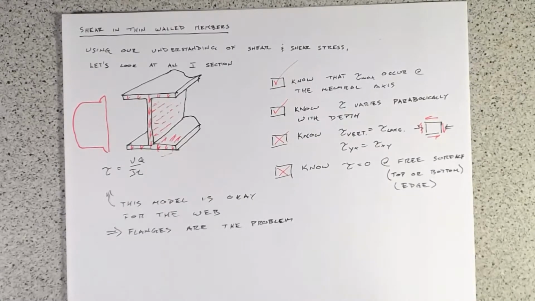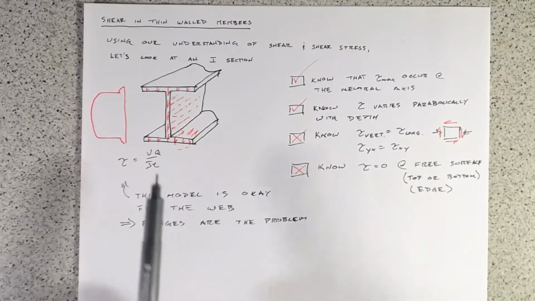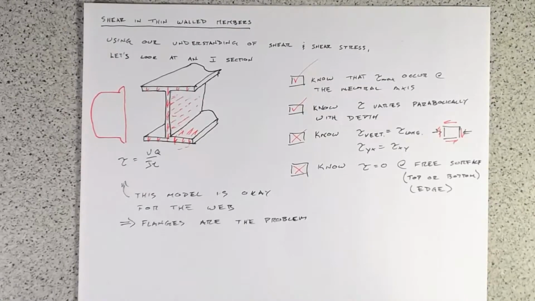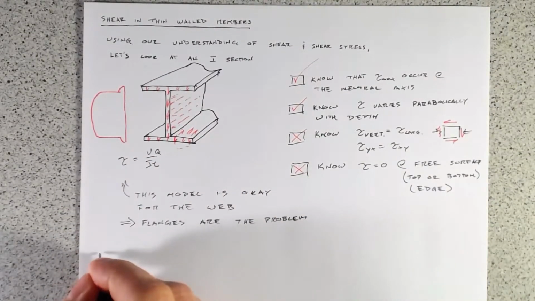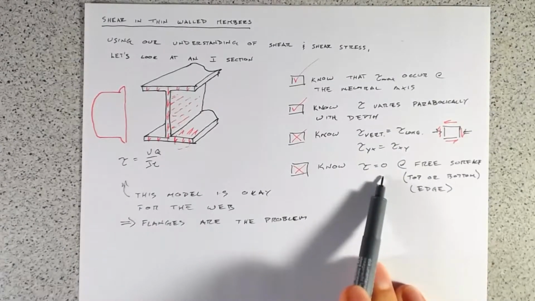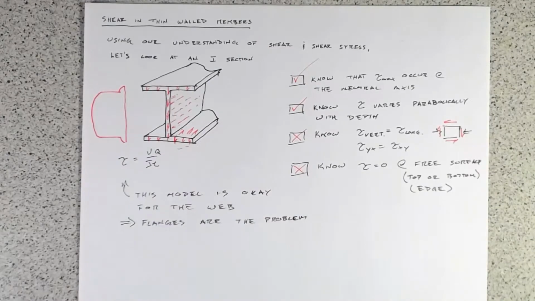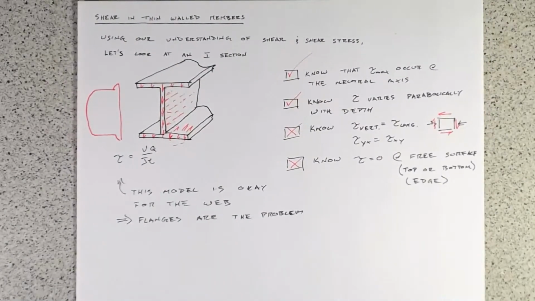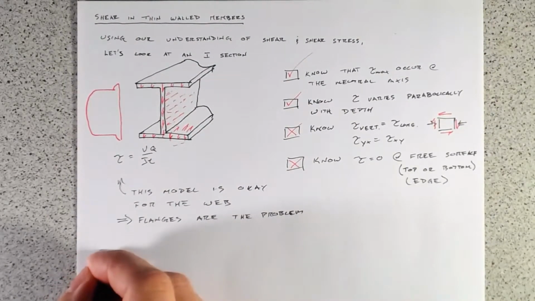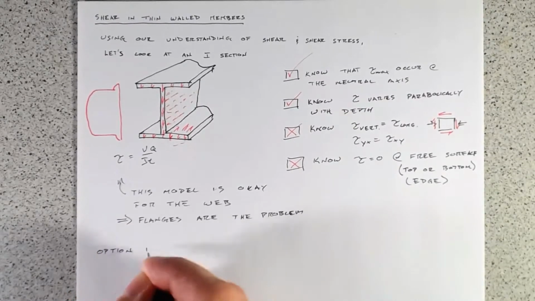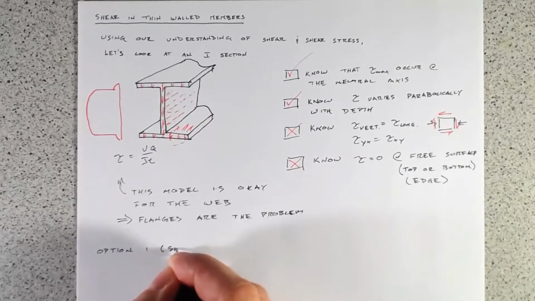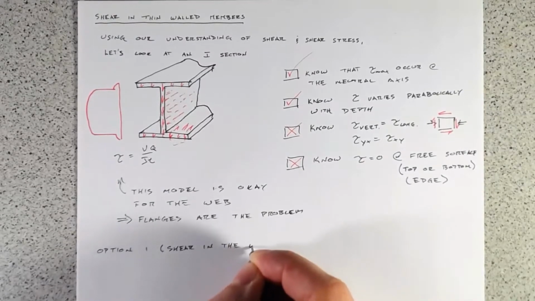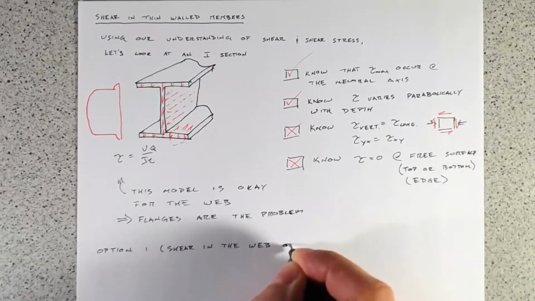All right, so let's figure out what our correct model is then. If the web works all right, how do our flanges work? So maybe because tau equals 0, maybe there is no shear stress in these flanges. Well, let's have a look at that. Let's work through that and find out whether that is a good model for us or not. So, option 1, shear in the web only.